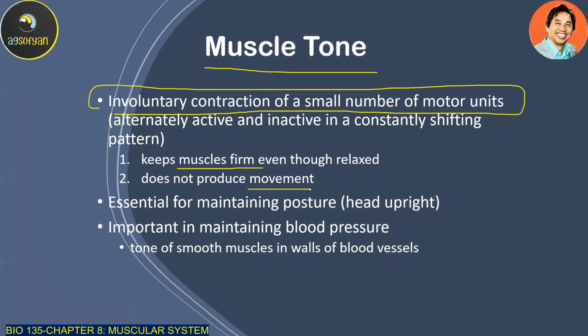It will, for example, keep our posture in balance. There is no movement in our back, for example, but our posture will keep like that because of this muscle. So it is essential to maintaining our posture. And also, the smooth muscles in the blood vessels are important to maintain blood pressure. The muscles in the blood vessel keep contracted to maintain this blood pressure.